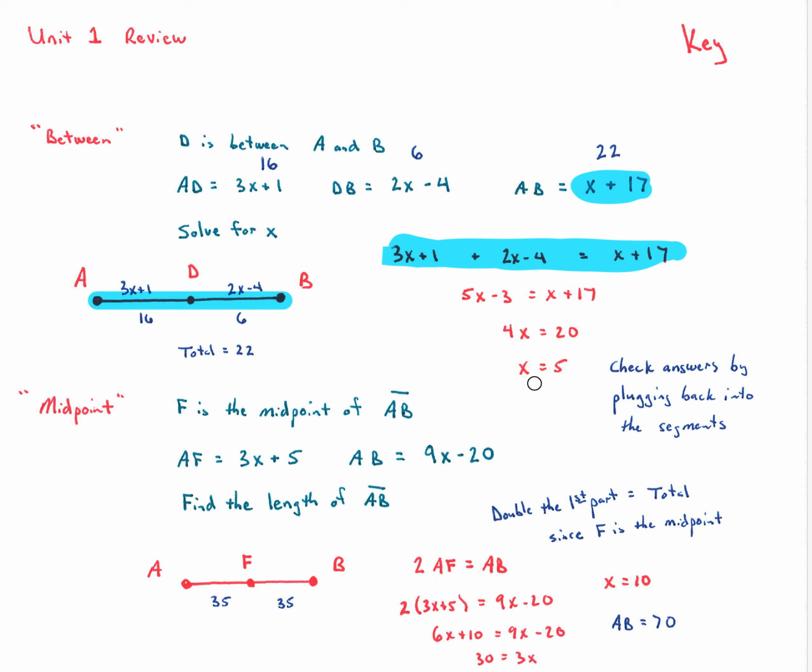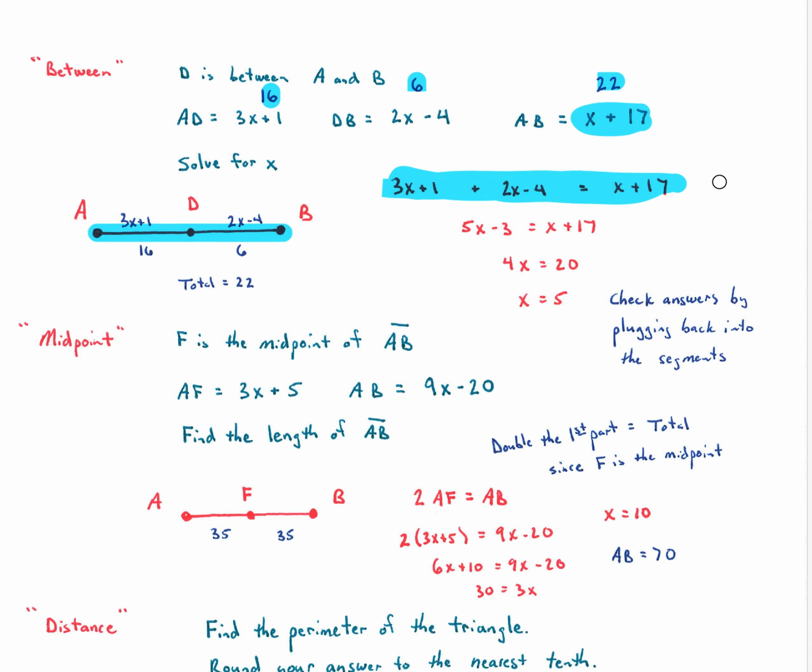Okay, and once I got x, then I can plug back in. I plug x into here. 3 times 5 plus 1 is 16, so I know it's 16. 2 times 5 minus 4 is 6. 5 plus 17 is 22, and then I can just check my answer. 6 plus 16 is 22. Cool, I plugged them back in.